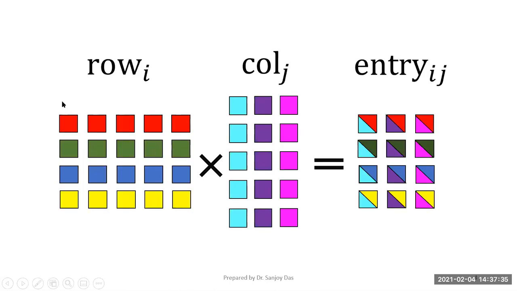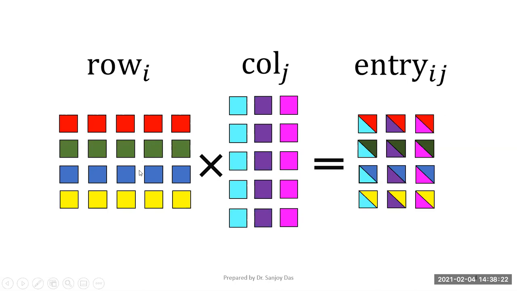Now, just a reminder, suppose we are multiplying two matrices. First of all, the inner dimensions must match. This is a 4 by 5 matrix, and this is a 5 by 3 matrix. The inner dimension of the first matrix is 5, and for the second matrix, the inner dimension is also 5. So they match, and the dimension of the product matrix shall be the outer dimensions of these two matrices. So it will be 4 and 3.